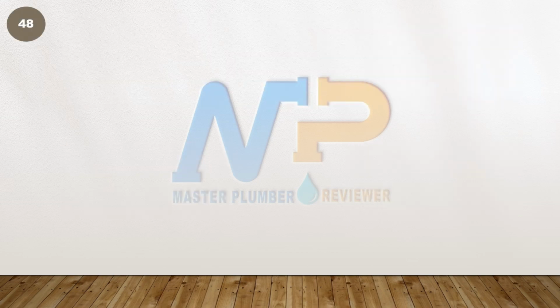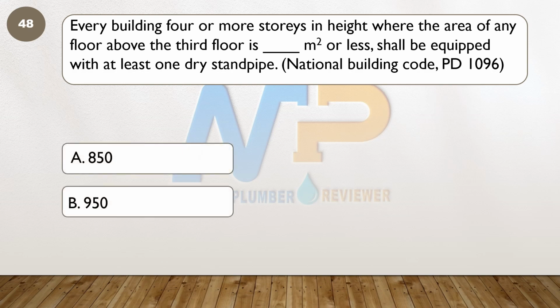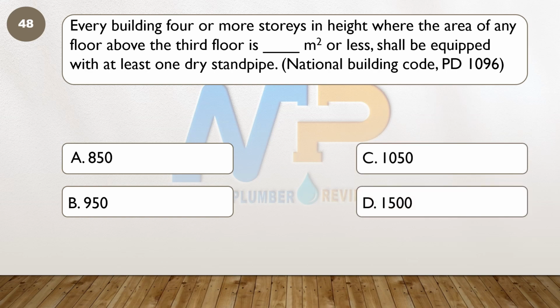Number 48. Every building four or more stories in height where the area of any floor above the third floor is blank square meters or less shall be equipped with at least one dry standpipe. A. 850. B. 950. C. 1050. D. 1500. The answer. It's B. 950.